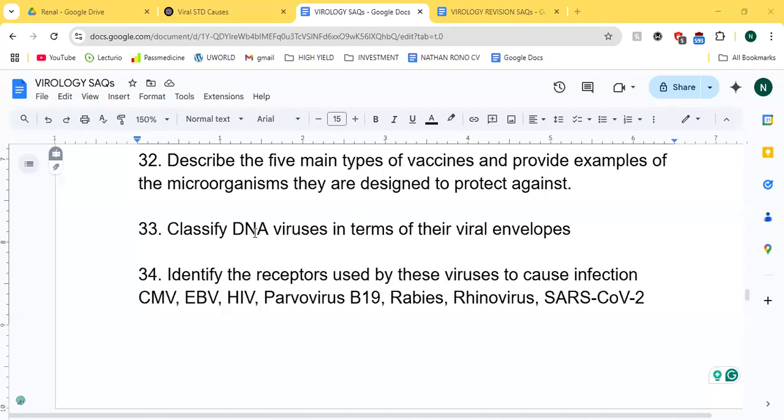Okay. Classify DNA viruses in terms of their viral envelopes. This should be easy. There are only two classifications. It's either naked or enveloped. Either naked or enveloped. Answers?